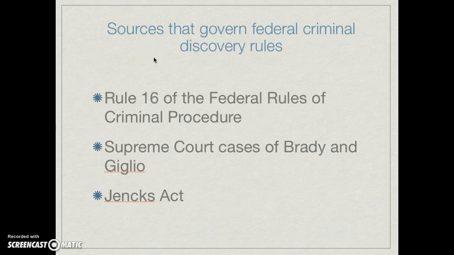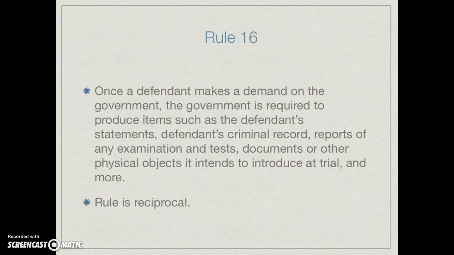The sources that govern federal discovery rules are Rule 16 of the Federal Rules of Criminal Procedure, which we'll talk about shortly, two Supreme Court cases that deal with discovery, and a piece of legislation called the Jencks Act. We'll talk about each of these briefly, but the focus for purposes of our assignment should be Rule 16 of the Federal Rules of Criminal Procedure.